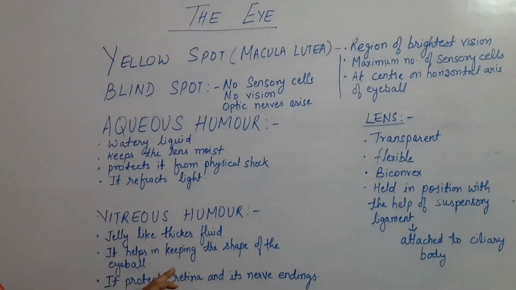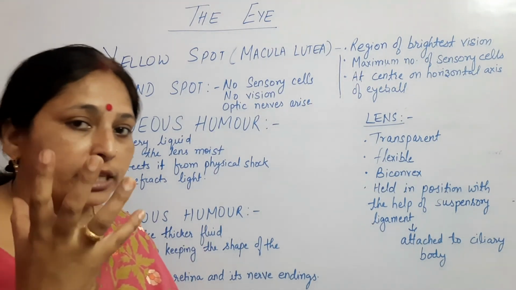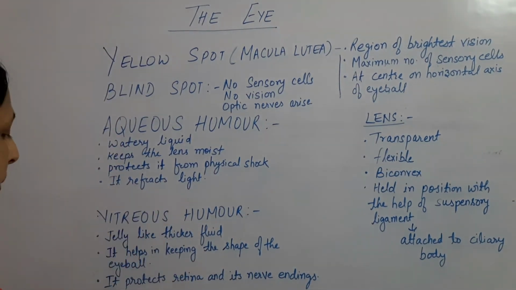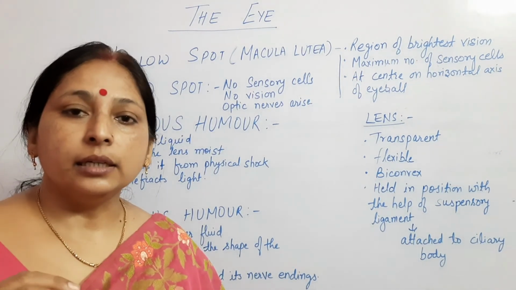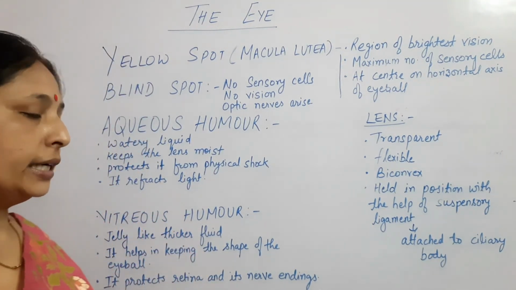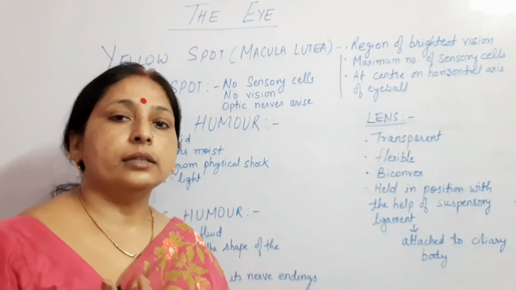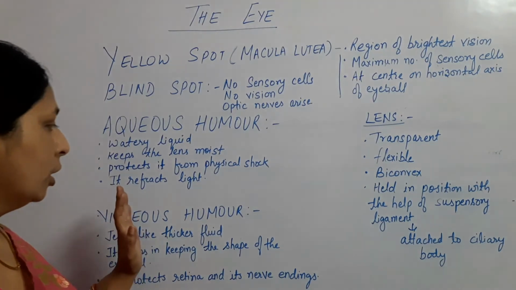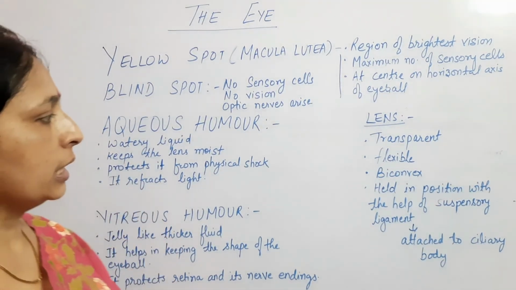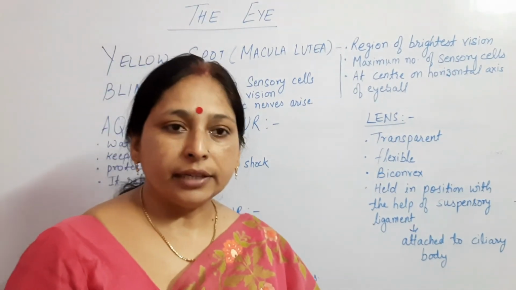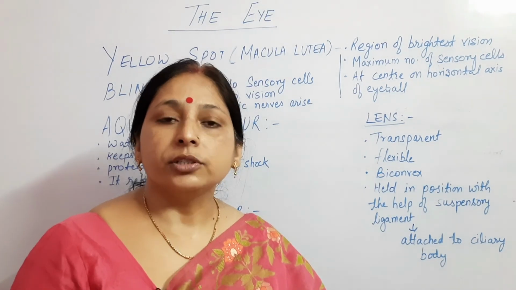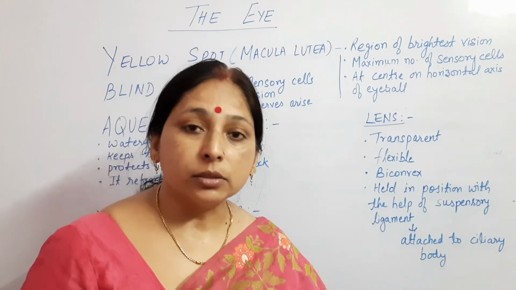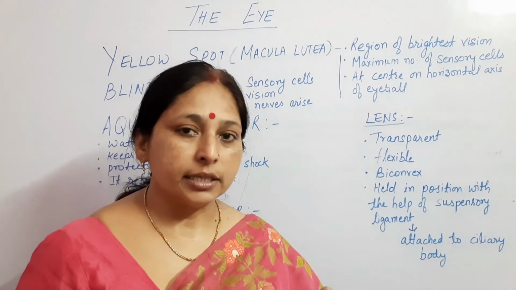Vitreous humor is a jelly-like, thicker fluid. It helps in keeping the shape of the eyeball. So the shape of the eyeball is retained because of vitreous humor, and it protects the retina and its nerve endings. So mostly the structures are protective in nature, except the retina, which is the area of vision, the area of image formation, as it contains sensory cells.